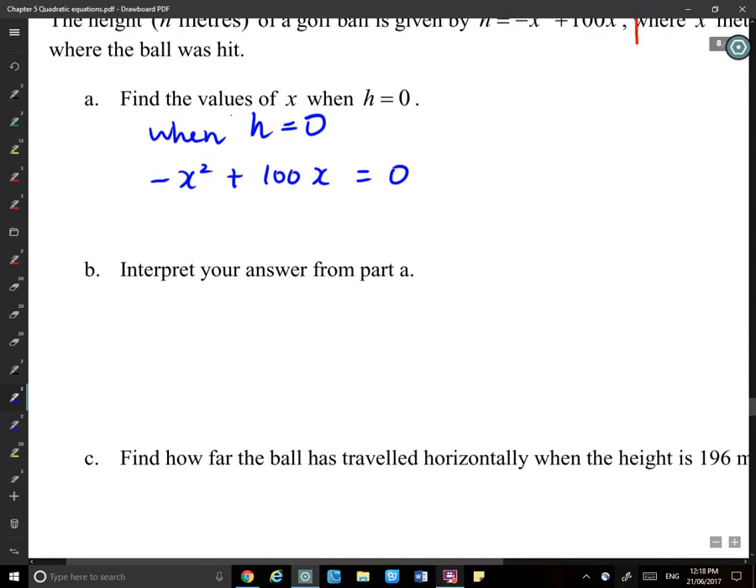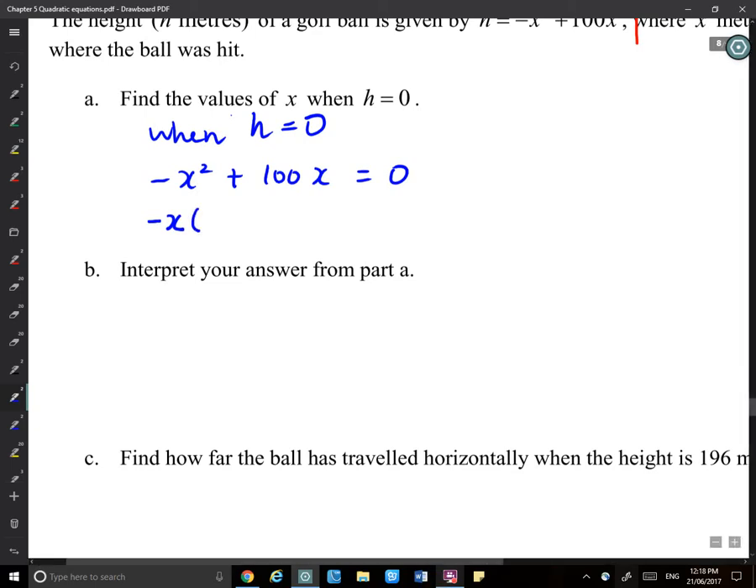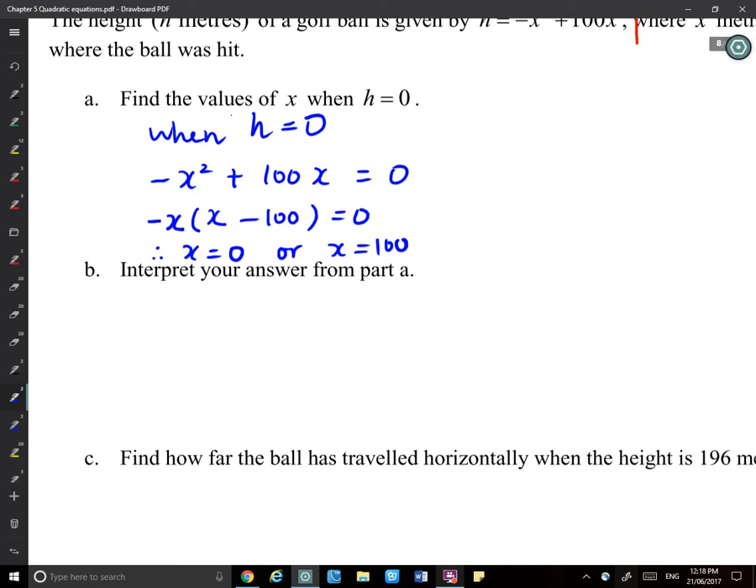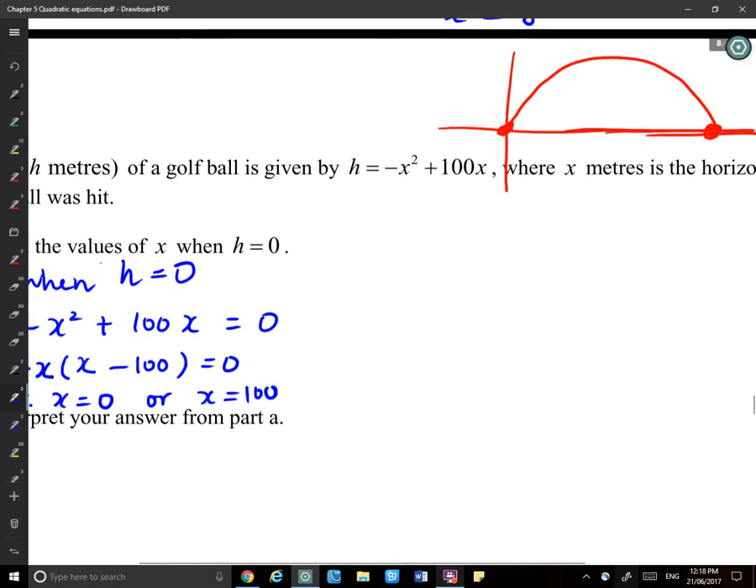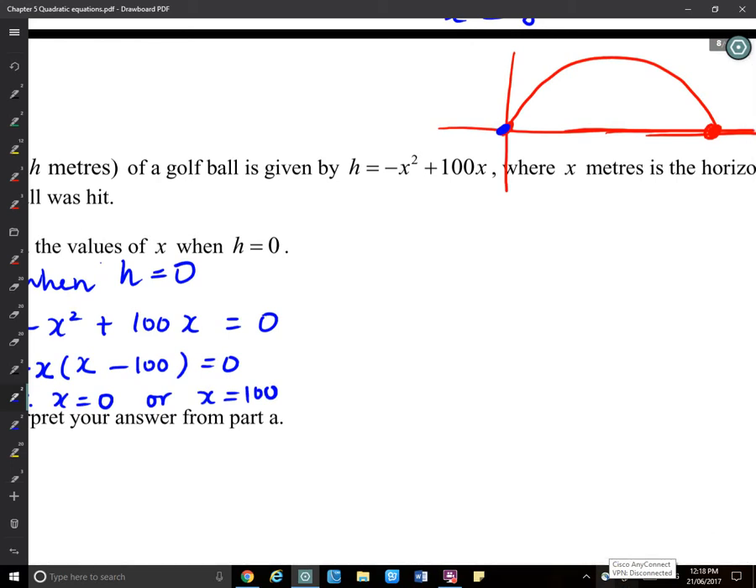It's easy to solve that. There's no constant term, so I can take a common factor. Don't forget when you factorize, for an easy expression, we always think about common factor. So I can say minus x is a common factor, and that equals 0. So x equals 0 or x equals 100. Both correct. Because x equals 0 is before the ball was just hit, and 100 is when you travel 100 meters horizontally and hit the ground.